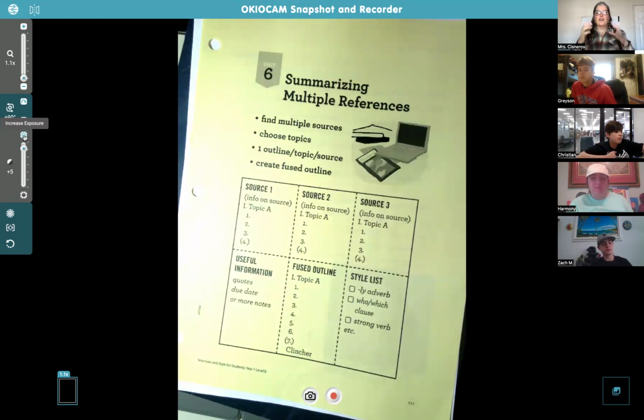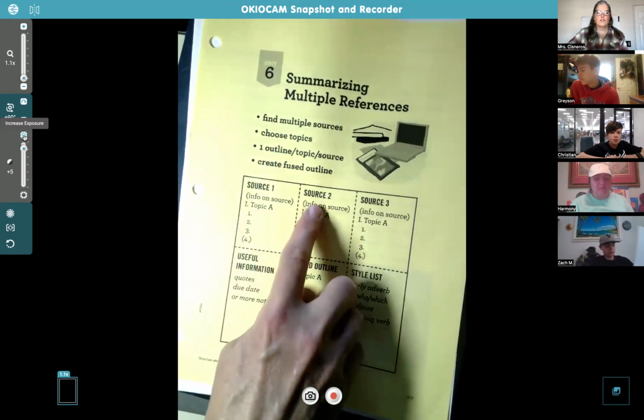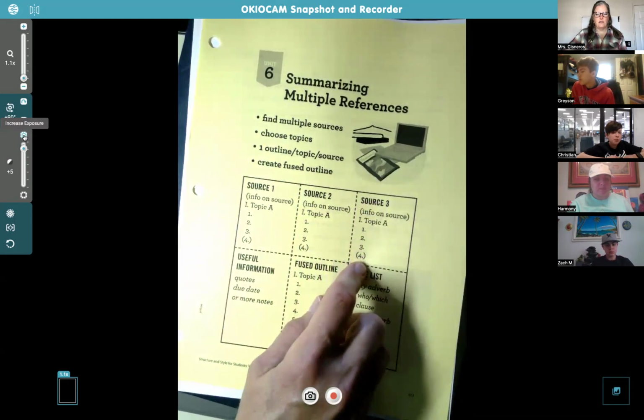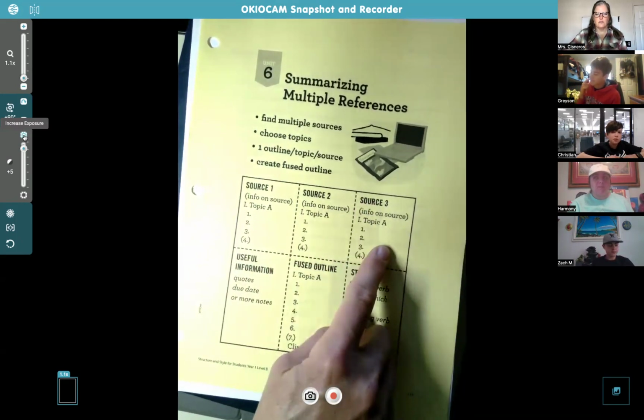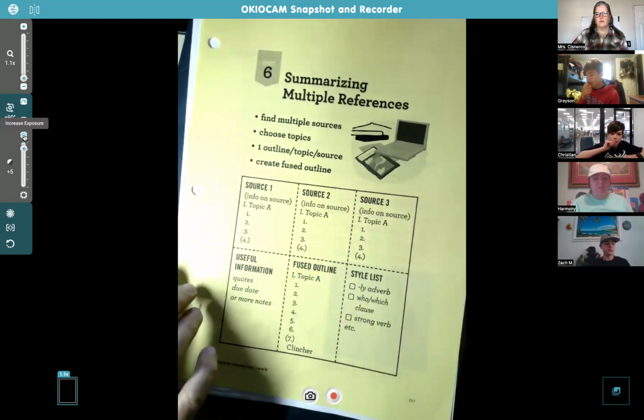Well, you're going to take information from each article, and then we're going to fuse them together. So notice here it says source 1, there's an outline. Source 2, there's an outline here. And then source 3, there's an outline there. So those are the 3 articles. And then underneath that, it says fused outline.